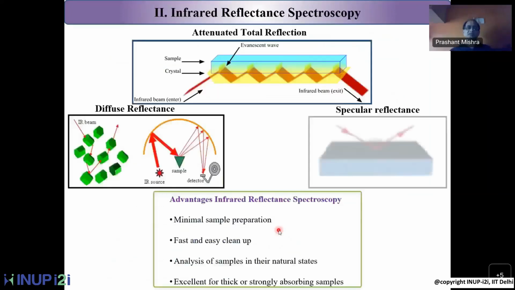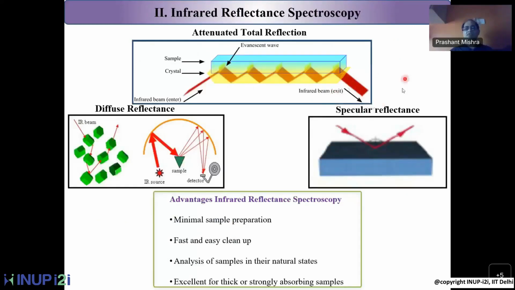You can do this. Now, coming to infrared reflectance spectroscopy, this is another way where instead of the absorbance or transmittance, you are looking at the reflectance. And what happens? The infrared beam goes, an evanescent wave moves through the crystal, and at the end, you will find the infrared beam which is exiting, and that is what you are going to record. On the other hand, you can also have diffuse reflectance or specular reflectance modes where you can use the IR source and get the data.